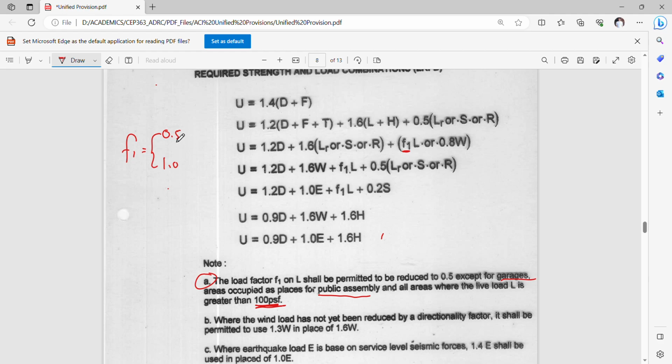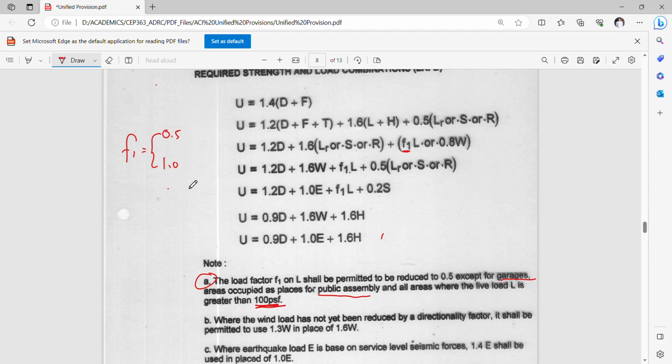So that's 0.5. But if it is smaller than 100 PSF, or the occupancy is not for garages and public assembly, or maybe storages, then the live load cannot be reduced to 50%. Okay, so this is 0.5. So this is the first note.